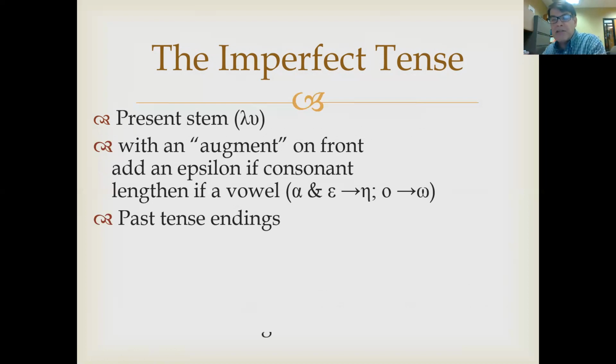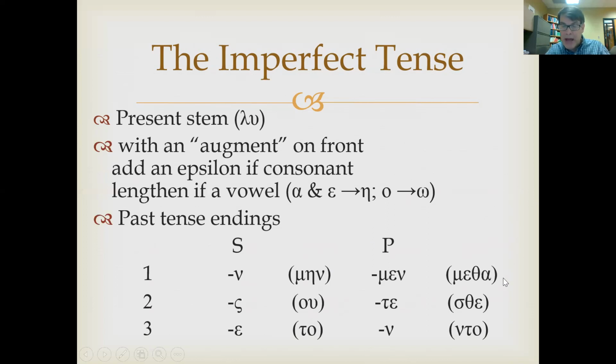There is a second set of endings. It's the last set of endings you'll ever need. Well, that's not true, but there's another set of endings that are for past tenses. And let me just show you them for now. Eventually we'll want to memorize them. So these are the actives, and these are the middle or passives.